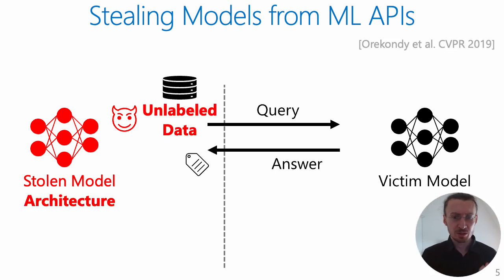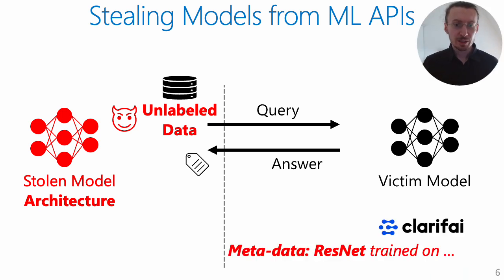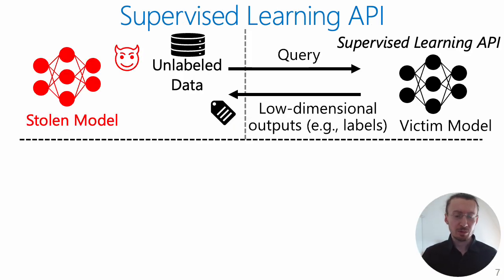What are the assumptions? It is enough to have unlabeled natural data, even from a different distribution than the victim's training set. The architecture of the stolen model does not have to be the same as the victim's architecture. Additionally, ML APIs expose meta-information about their models, for example, on what data the model was trained, or what the model architecture is. And this is done to provide more trust and transparency for the users. Up to now, we have discussed the supervised learning APIs, where the victim model returns a low-dimensional output such as labels or softmax scores.